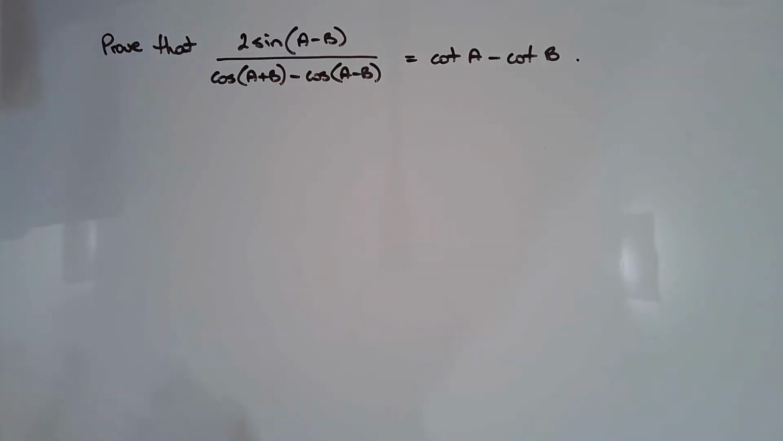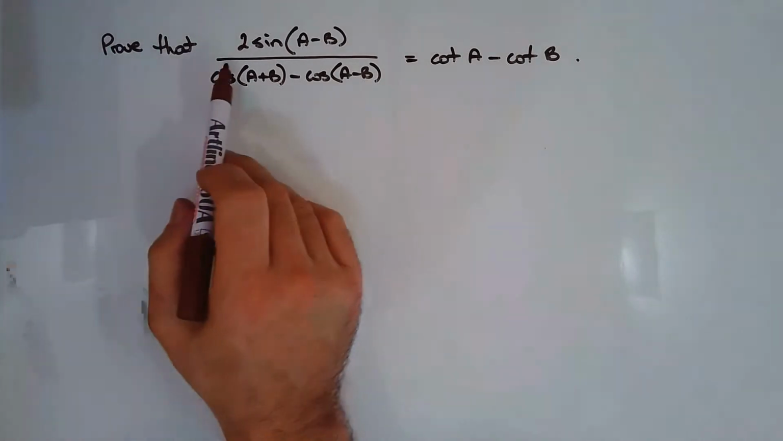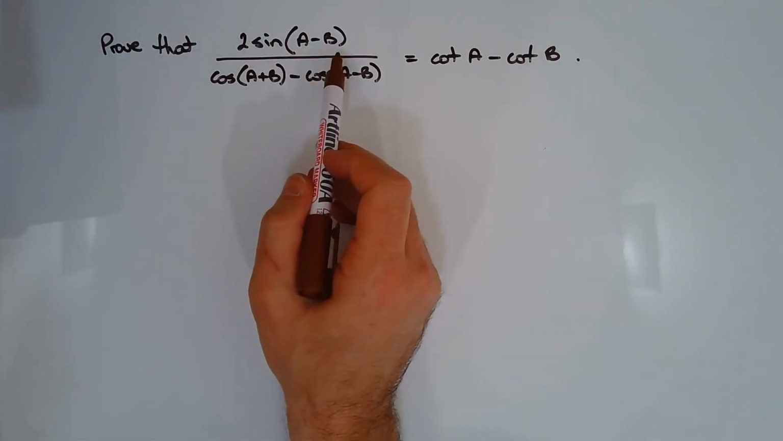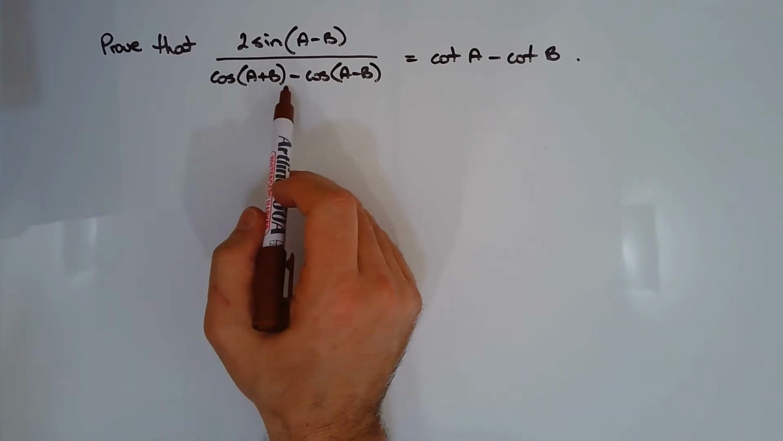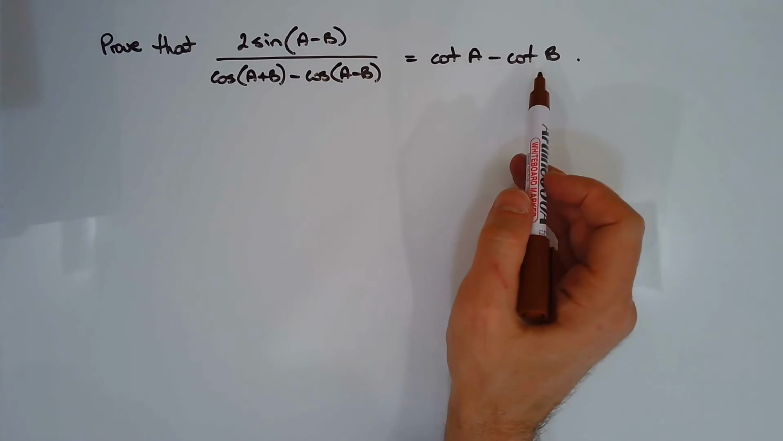In this video, we're going to apply trigonometric functions of compound angles to problems involving proofs. So here's one example. Let's have a look at it together. We're going to prove that 2 sine (a minus b) all over cos (a plus b) minus cos (a minus b) is equal to cot a minus cot b.